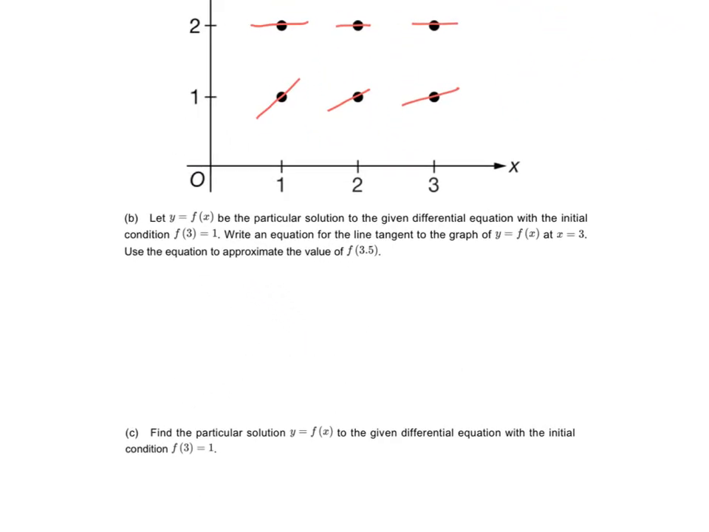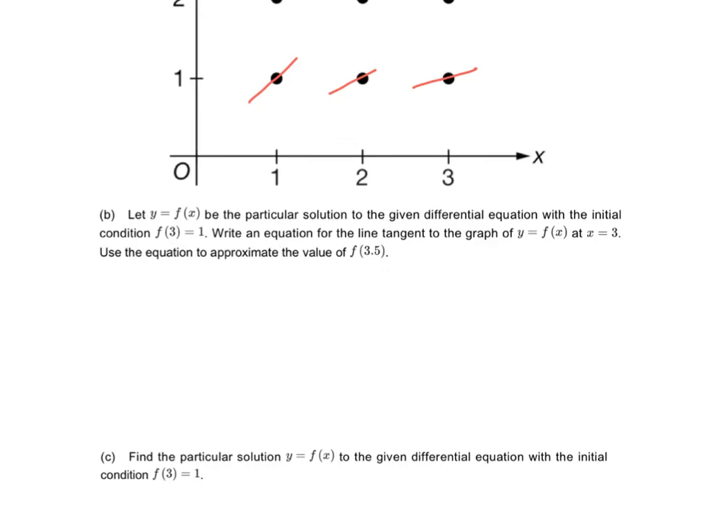Okay, next one. For part B, let y equals f of x be the particular solution to the given differential equation with that initial condition. So they're just saying (3, 1) is a point on the particular solution, which is f of x. Write an equation for the line tangent to the graph of f at x equals 3, and then use this equation to approximate the value of f of 3.5.